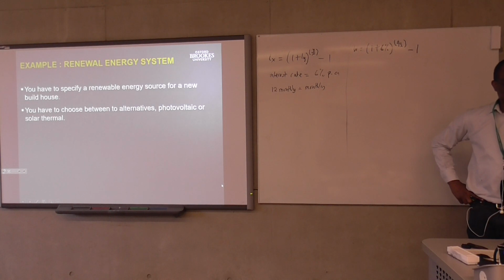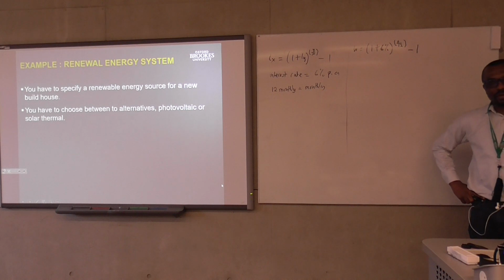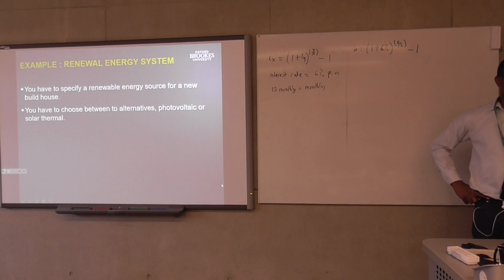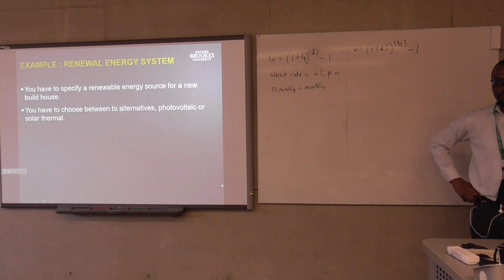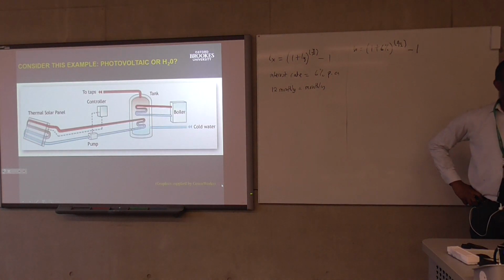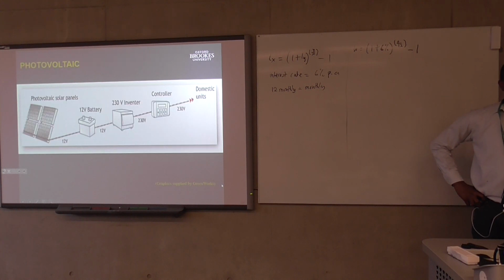Let's assume you have to specify a renewable energy source for a new build house. Currently there's power, but you need to specify a renewable energy source. And you have to choose between two alternatives, a photovoltaic or solar thermal installation. This is what we have. We have the thermal solar plants, which help you heat your boiler, and then we have a photovoltaic solar panel.